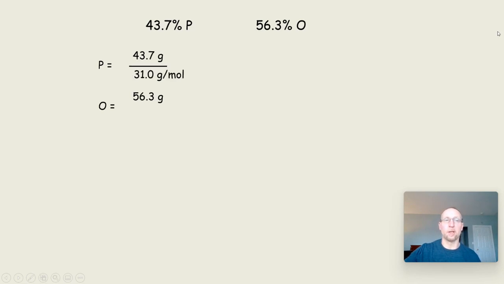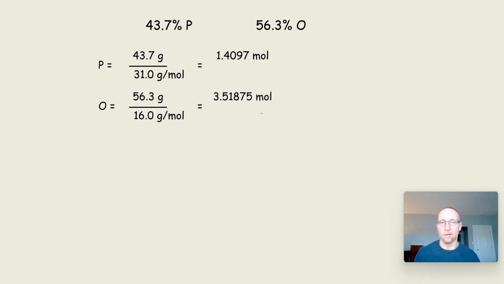And then we're going to divide by our molar masses, which we have right on the periodic table. So phosphorus rounds off to 31.0, oxygen is 16. And we get 1.4097. And for oxygen, we get 3.51875. So if it goes past 4 or 5 decimal places, then you can cut it off, but otherwise, take the whole value.